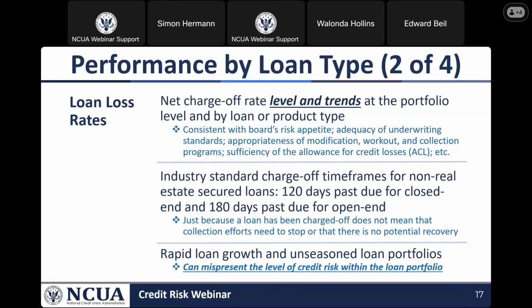It is important to understand that just because a loan has been charged off for accounting purposes does not mean there is no potential recovery value, or that the credit union can't still try to collect on the loan. In accordance with GAAP, loans should be charged off in a consistent and timely fashion, which should be outlined in the credit union's charge-off policy. Recoveries can always be booked in the future if warranted. A lack of timely or consistent loan charge-offs is a commonly observed exam issue.